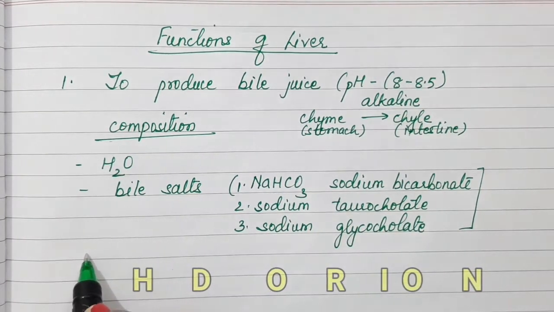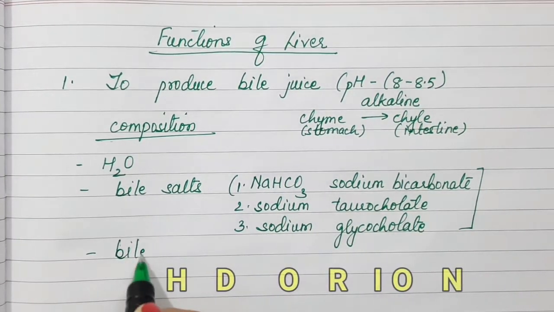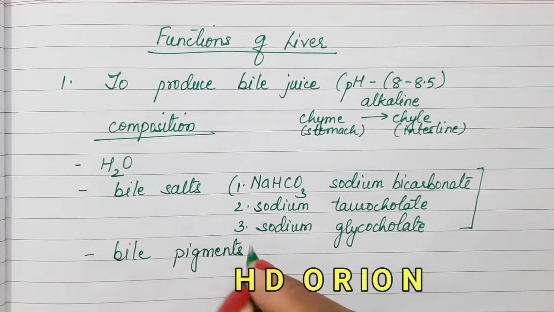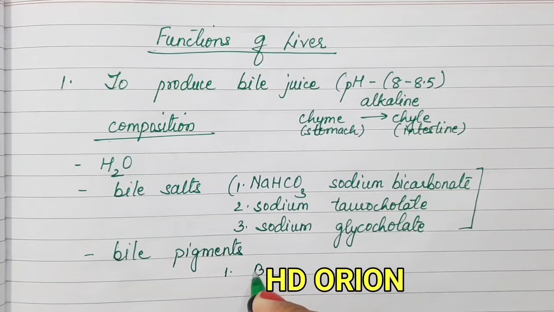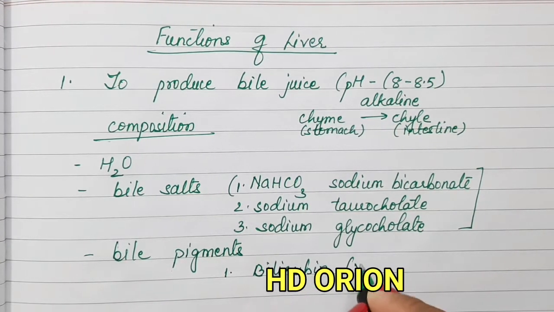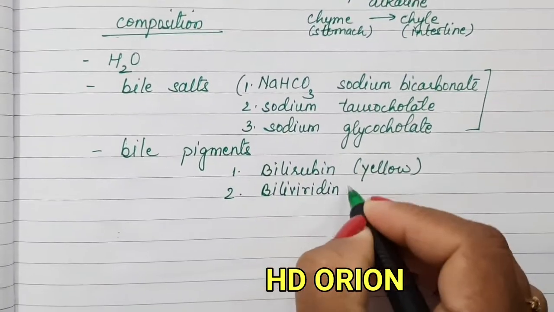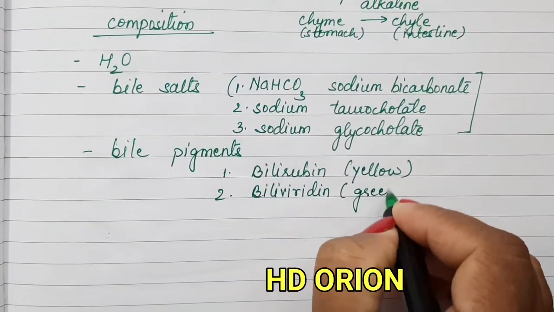Then there are bile pigments. There are two bile pigments, bilirubin, this is yellow in color, and biliverdin, this is green in color.